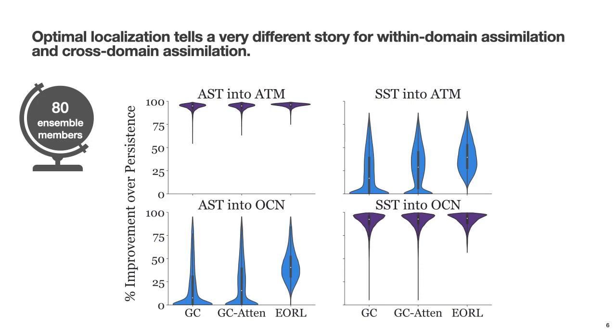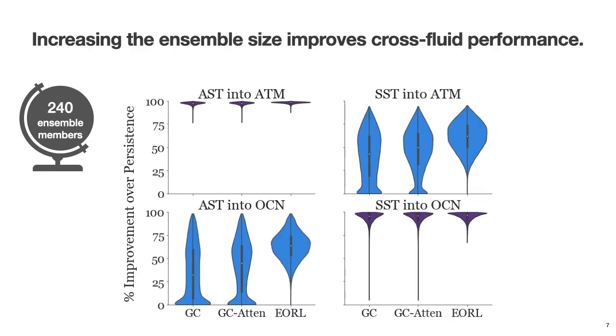We then also wanted to look at how the story changes if we draw a larger ensemble. So we're going to bump this ensemble size up to 240 and then repeat the process. Again, we're seeing that for the within fluid assimilation, it really doesn't matter which localization scheme you pick. That's what we would expect, given that it doesn't matter with an 80-member ensemble, it shouldn't matter with the 240-member ensemble. Really what's interesting here is this cross-fluid assimilation.